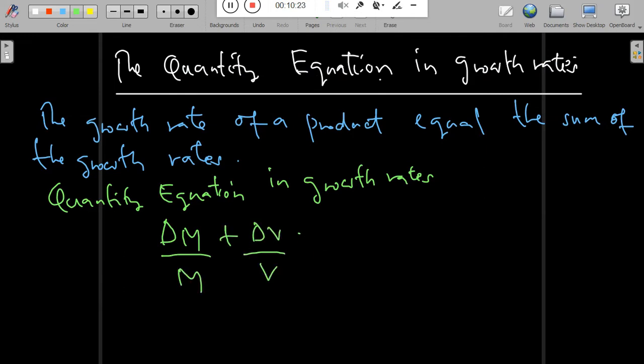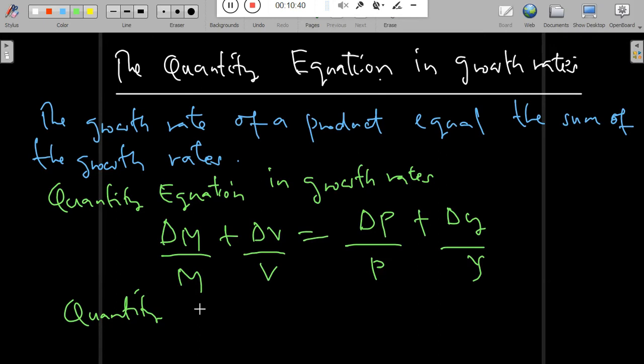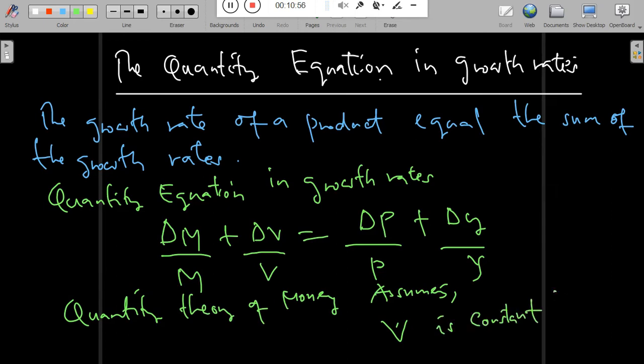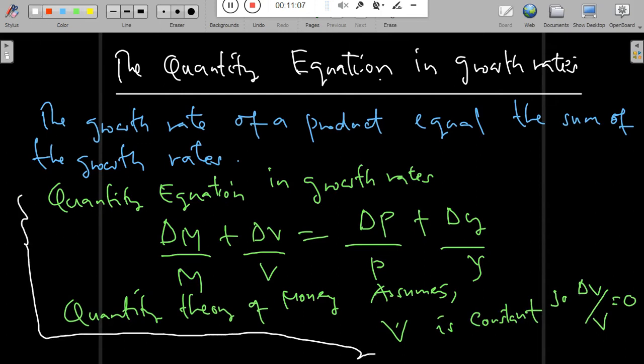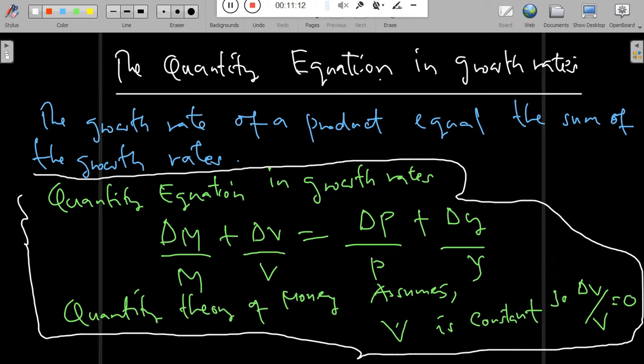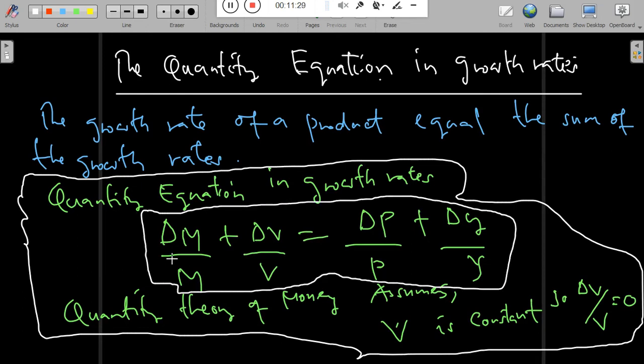So let's discuss the quantity equation in growth rates. The growth rate of a product is equal to the sum of the growth rates. Taking the quantity equation, that is the change of money times the change of velocity is equal to the change of price times the change of output level. The quantity theory of money assumes that velocity is constant, so any changes in money supply affect the nominal GDP. So the change of velocity over V is constant, that is equal to 0. So the change of money supply over M is equal to the change of price over P plus the change of output over Y.